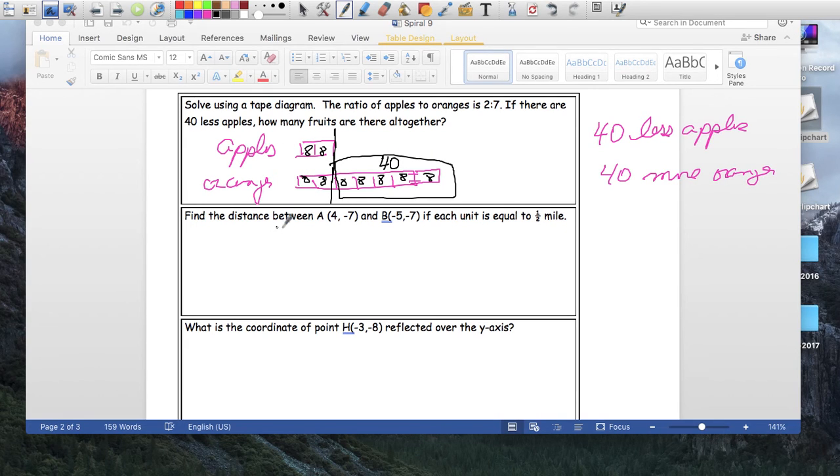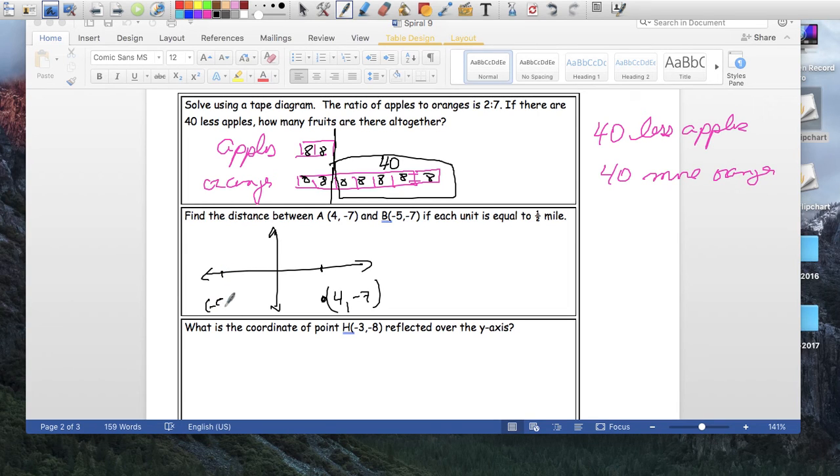Okay. Find the distance between (4, -7) and (-5, -7). So if each unit is equal to a half. I'm just very, very crudely going to do this. 4, -7 is about 1, 2, 3, 4, and then I'm going to go down here. So here's (4, -7). (-5, -7) is on the other side. -5 goes that way.